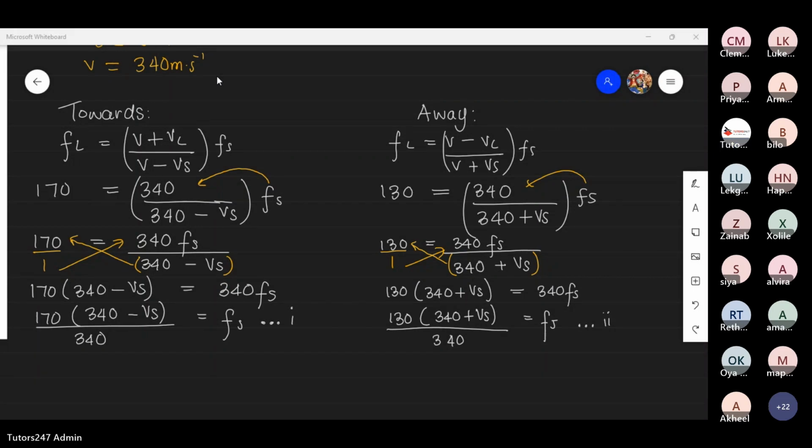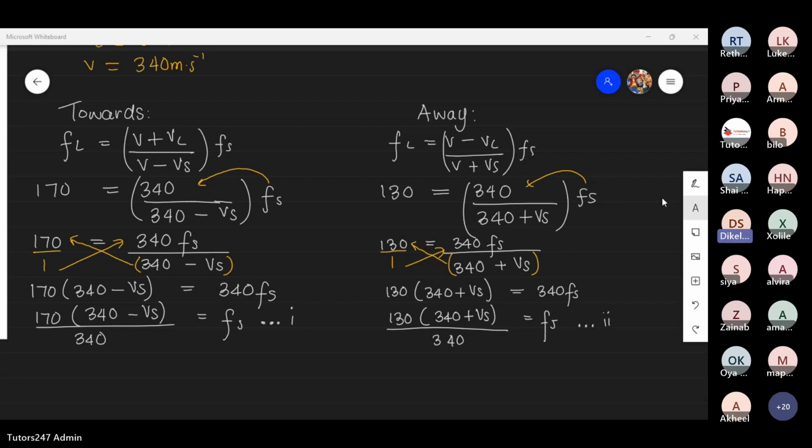I need you to explain more about those formulas. Sorry, I didn't hear you. Please, can you speak up a bit? I want you to explain more about the difference between these formulas. I didn't really get it. Oh, the difference between the away and the towards formula.